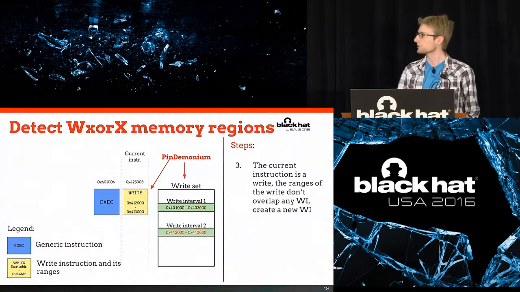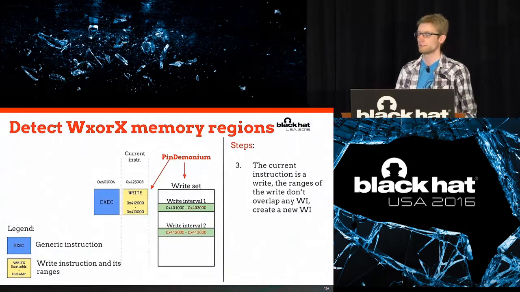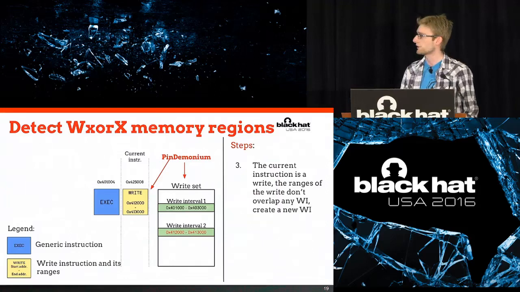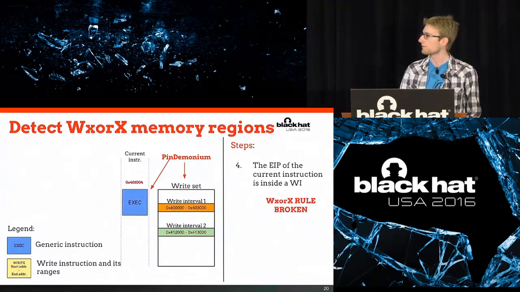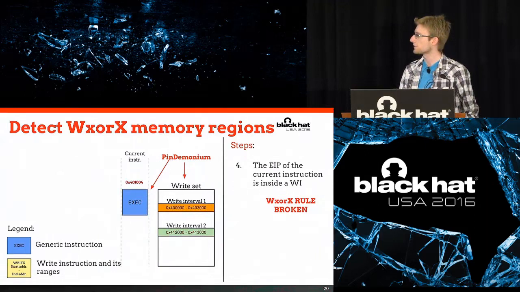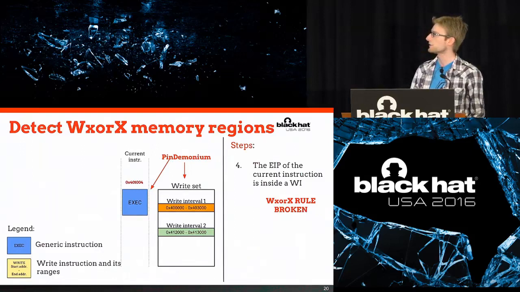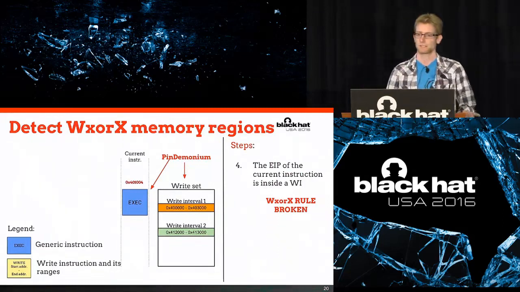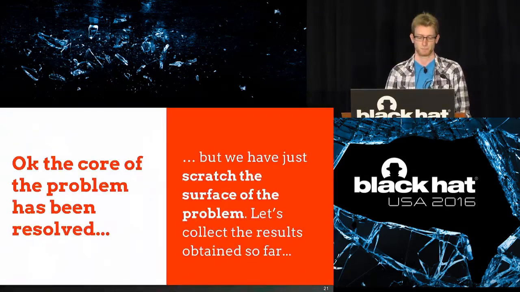The third instruction performs a write to a completely different set of addresses, and in this way write interval number 2 is created. Finally, we have this generic instruction, which is executed, as we can see from its address, inside write interval number 1. In this way, we have detected that write interval number 1 has broken the W-XOR-X rule, and we can go on with the next step of our analysis.